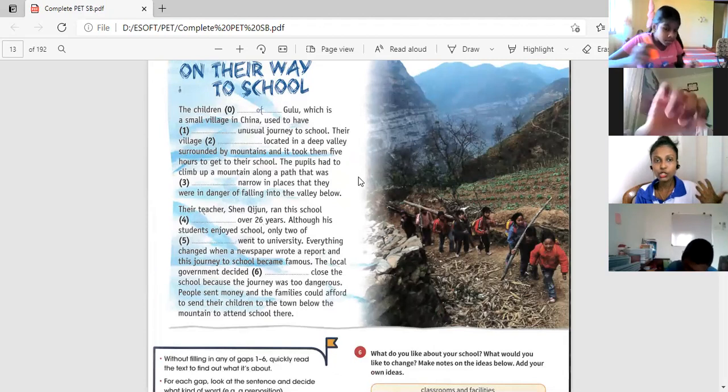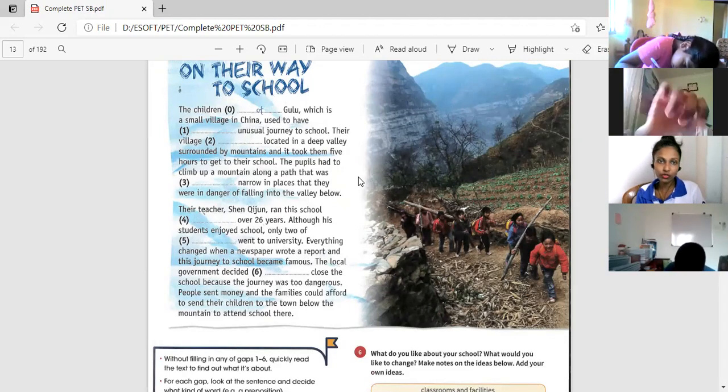First, you read the paragraph. Then you decide what type of word you need to fill. Then you put your answers. There are six blanks. Can you do it now? Quickly.